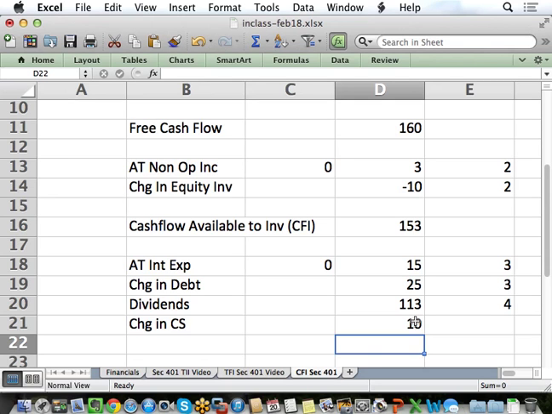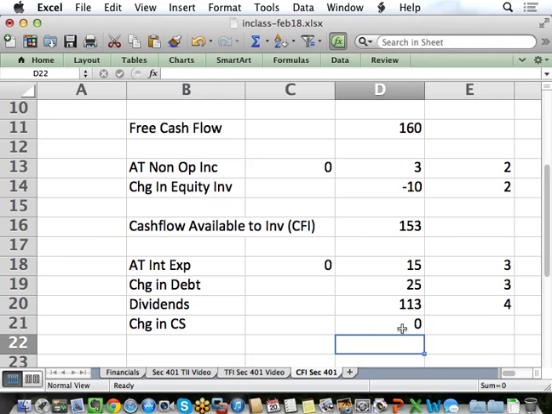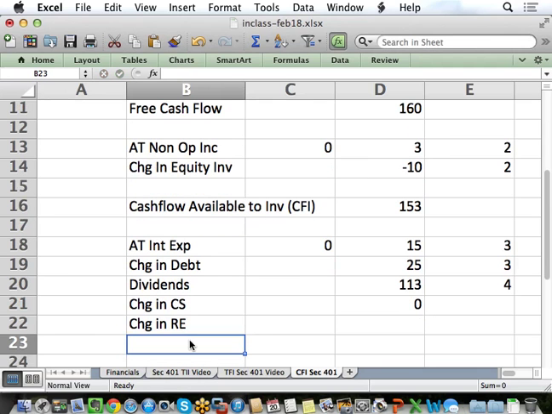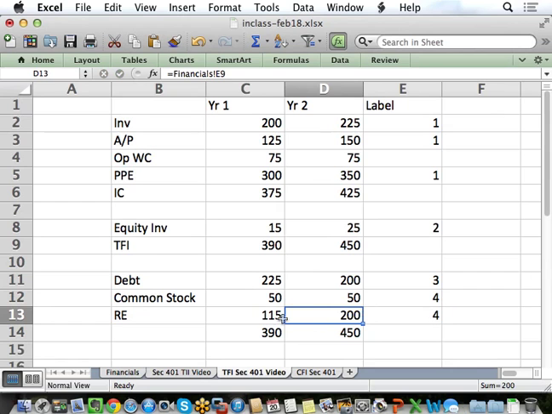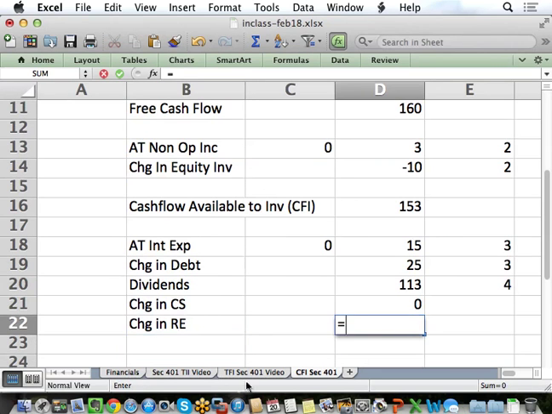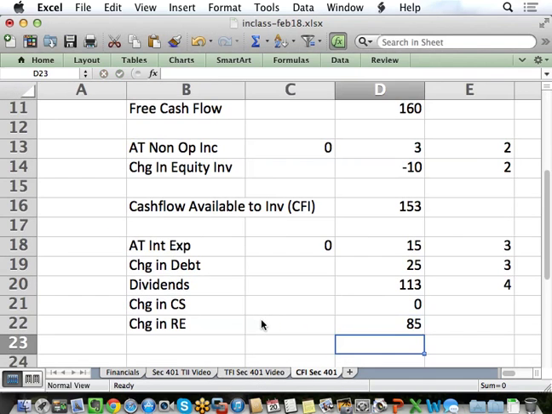Everybody see that? Okay. So for now, I'm just going to go back to where I was, where everything was the same. Nothing had changed. There's no change in common stock. Finally, retained earnings. Change in retained earnings. Retained earnings for this company, the other 4 in the balance sheet, went from 115 to 200. So it equals 200 minus 115. Retained earnings went up by 85.